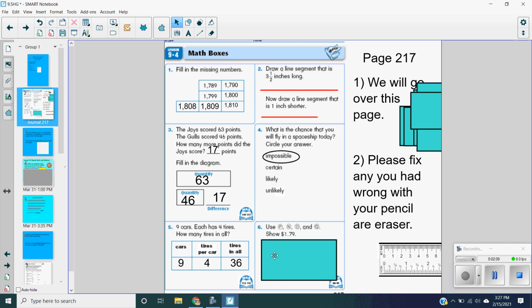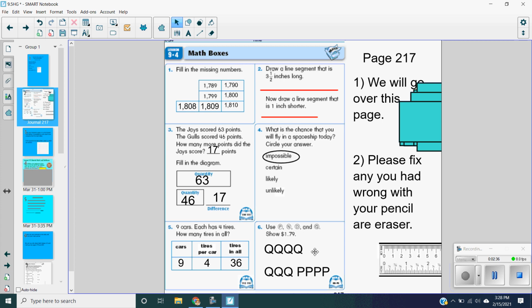For question 6, use pennies, nickels, dimes, or quarters to show $1.79. There's more than just this way to show it, but this is the way that I picked today. So I first started with 4 quarters to show my dollar. Then I continued with my quarters. I had 3 more, so I have $1.75, and then my pennies. So I would have 76, 77, 78, 79, $1.79. So double check to make sure you have your page correct before moving on to the next part of the lesson.